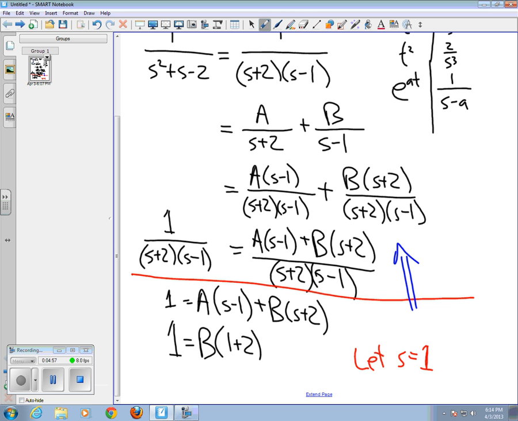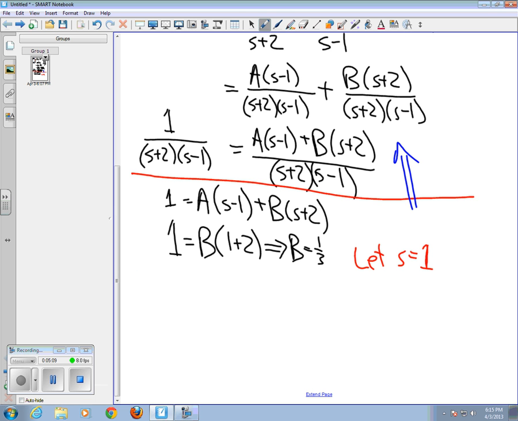And so that's 3B equals 1. And so b is 1/3. Then we can basically do the same thing, but the next time around we'll let s equal -2.